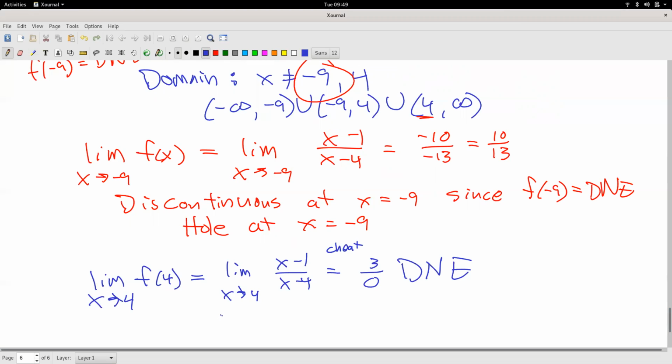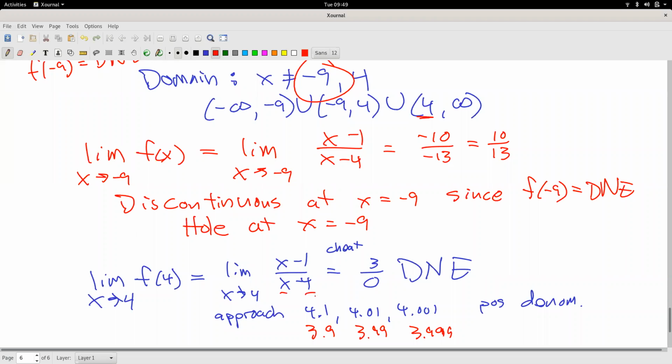Well, as I approach 4 here, think about this, then we'll look at the graph. I could approach with numbers like 4.1, then 4.01, and 4.001. And if you take any of those numbers and subtract 4, that's going to lead to a positive denominator. However, if you approach from the other side, like 3.9 and 3.99 and 3.999, here I have a number less than 4. I'm subtracting 4 from it, so I'm going to get a negative number in the denominator. However, those numbers are getting smaller and smaller. The denominator is approaching 0.